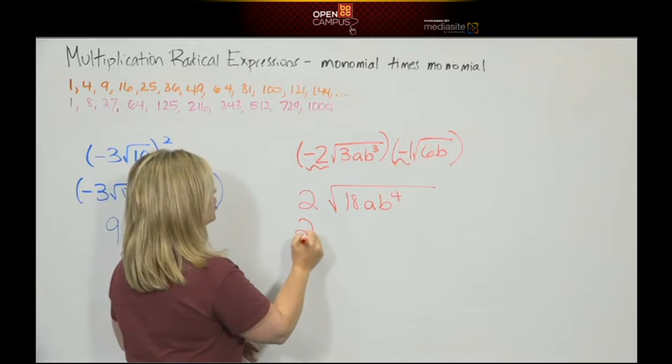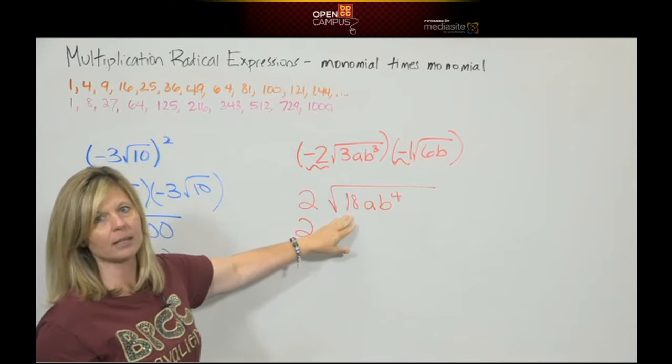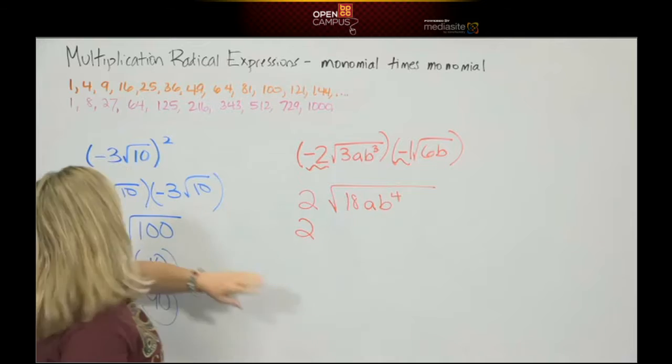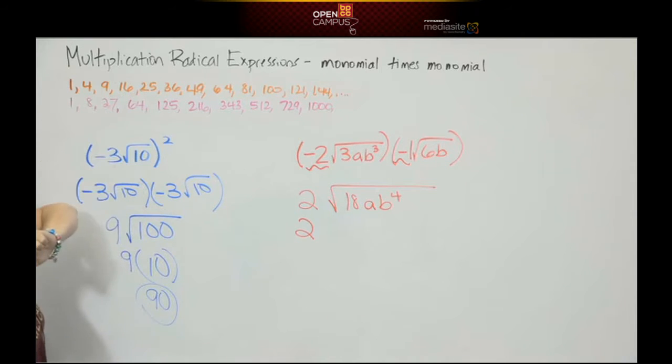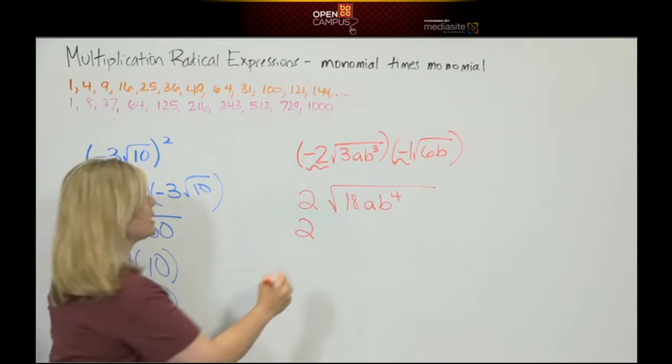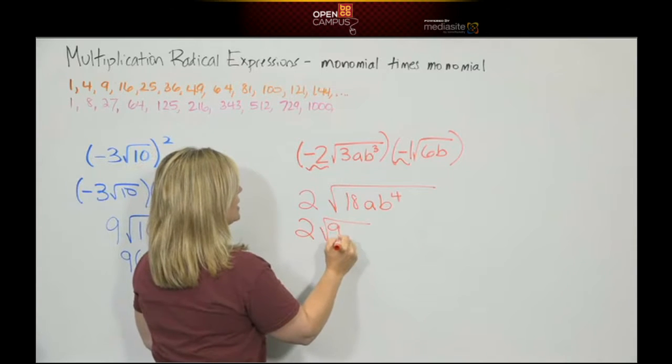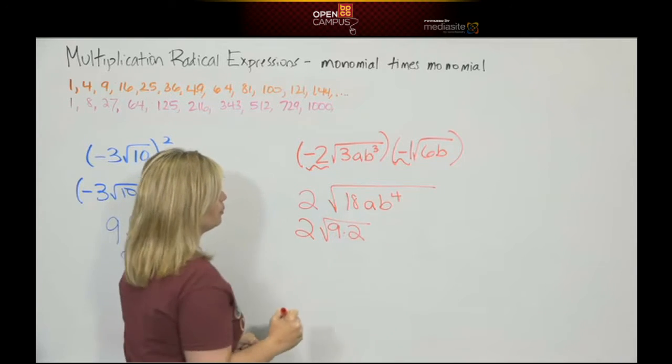I'm going to leave my 2. I'm going to start with 18. Is 18 a perfect square? Nope, it's not on the list. What perfect square is in 18? Very good. 18 is 9 times 2.